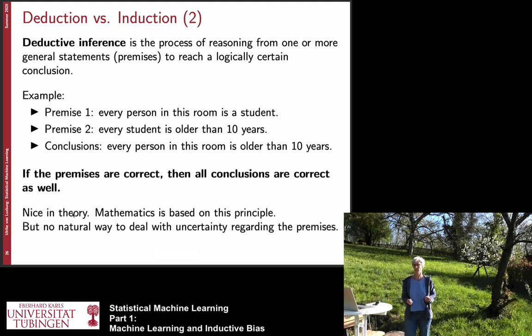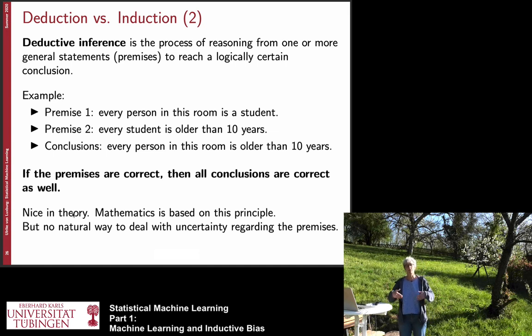And here I have an example. Premise 1, every person in this room is a student. Premise 2, every student is older than 10 years. The conclusion is now, every person in this room is older than 10 years. So the important point is, if the premises are correct, then all conclusions are correct.